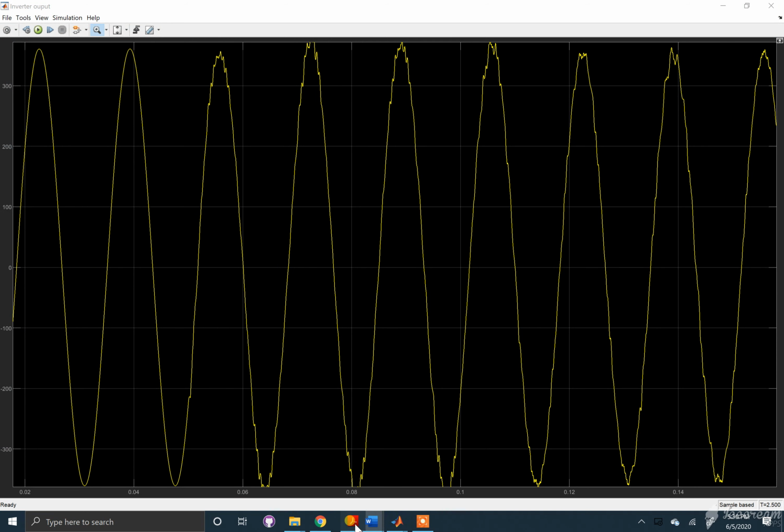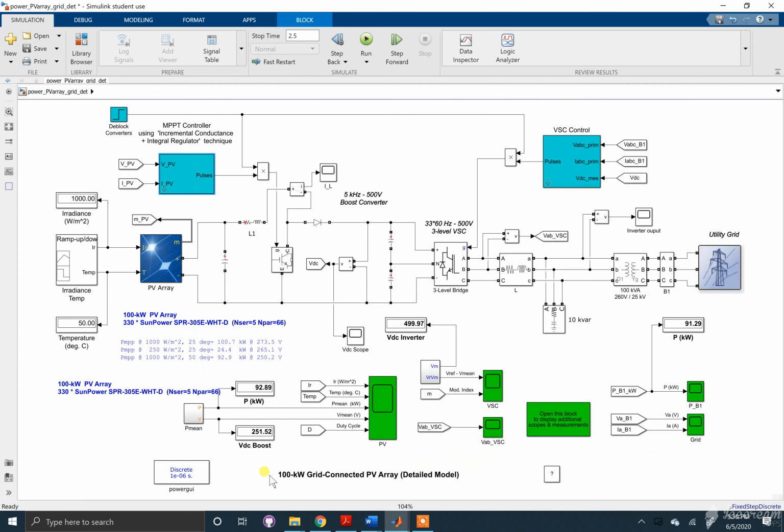If we go back here, and so that produces a voltage that is, and that was the voltage after the filter.